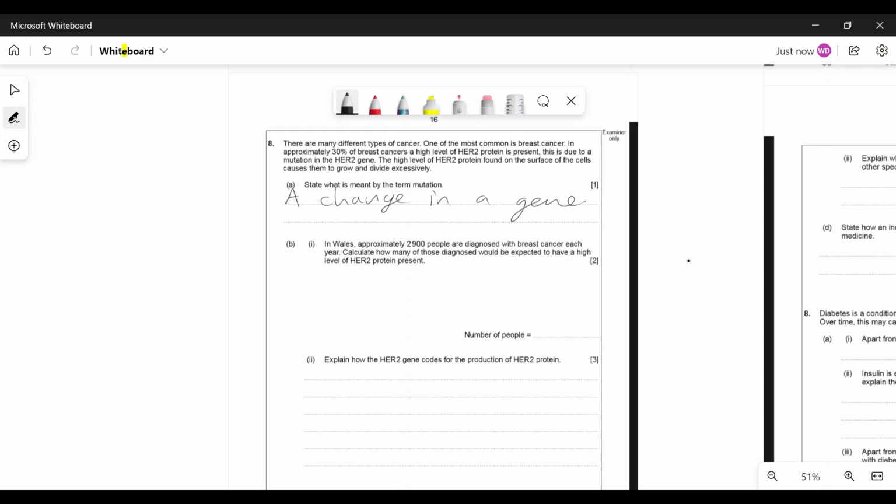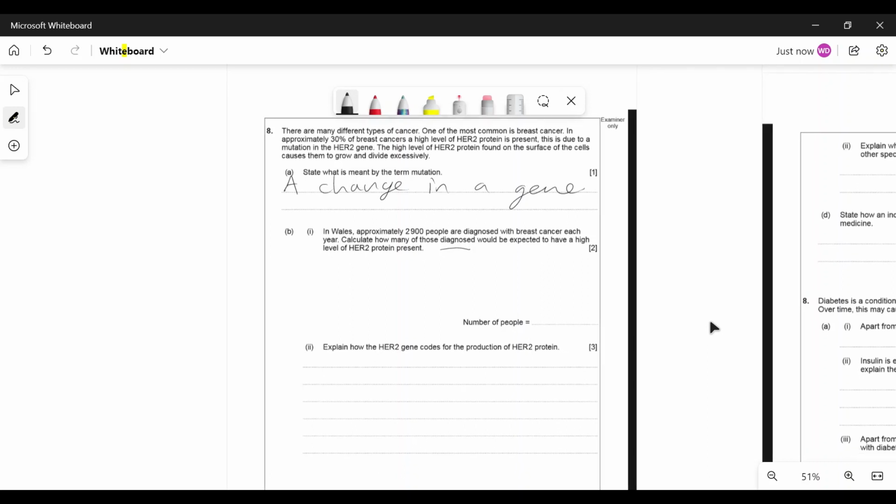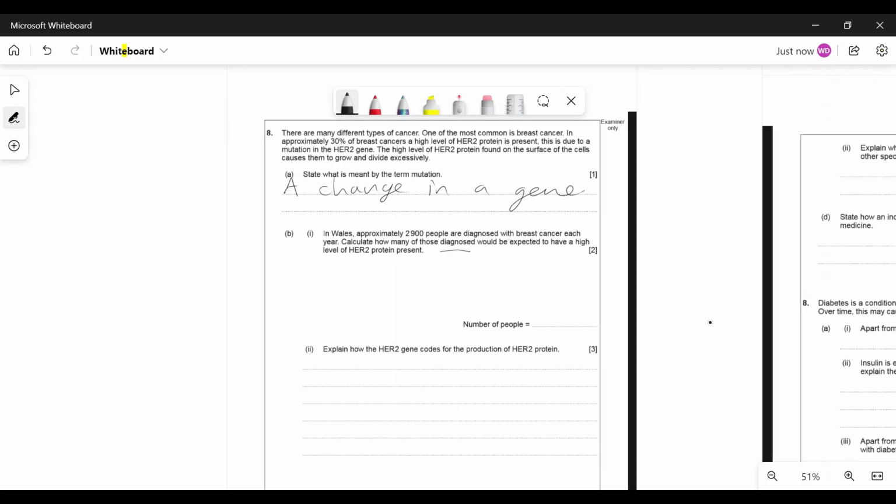In Wales, approximately 2,900 people are diagnosed with breast cancer each year. Calculate how many of those diagnosed would be expected to have a high level of HER2 protein present. So 2,900 people diagnosed with breast cancer. How many would have a high level? In approximately 30%, they have a high level. So you need to find 30% of 2,900. Do that calculation, and you should get the answer of 870.